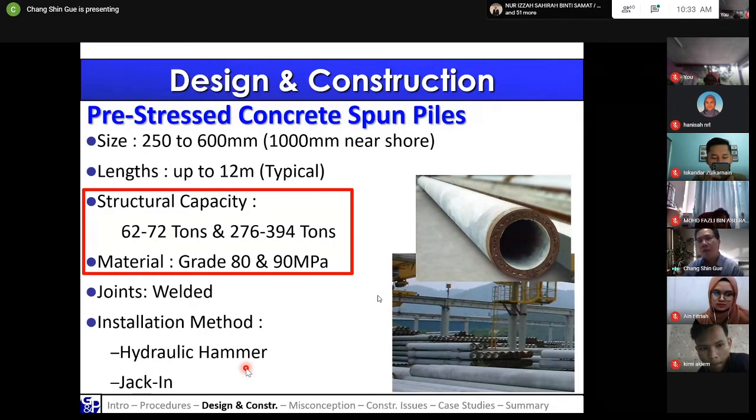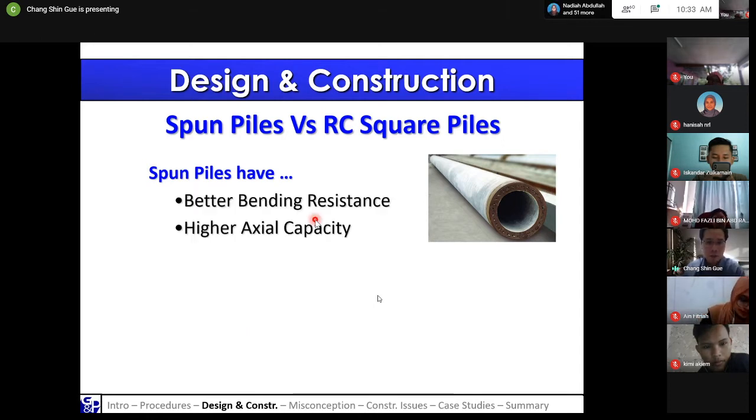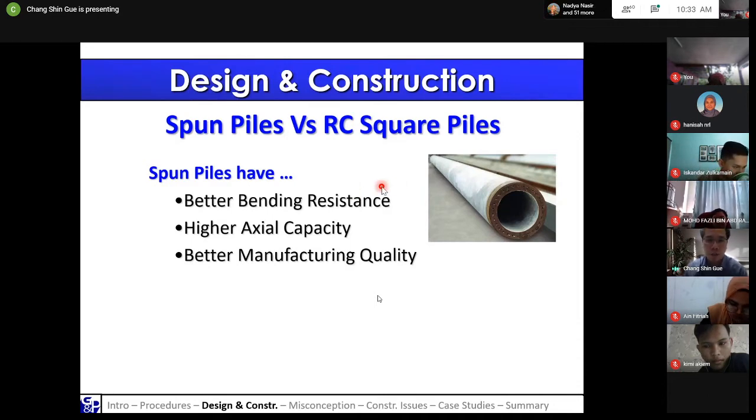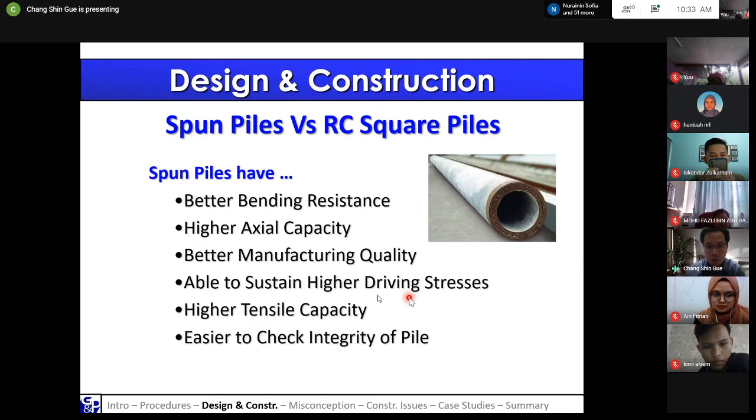So you may then ask what's the difference between the spun piles and your RC square piles. Basically, spun piles actually have better bending resistance and higher axial capacity because they are pre-stressed and manufactured in the factory, so they have better manufacturing quality, and are able to sustain higher driving stresses and higher tensile capacity. It's also easy to check pile integrity, which means that after you install, you can send in equipment from the top to the end to check if there are any cracks within the piles. This will not be possible if you're using normal RC square piles because there's no hollow section in the middle.